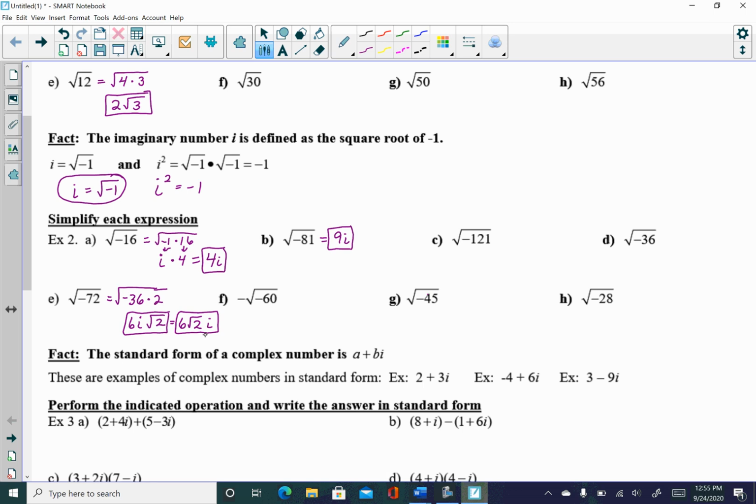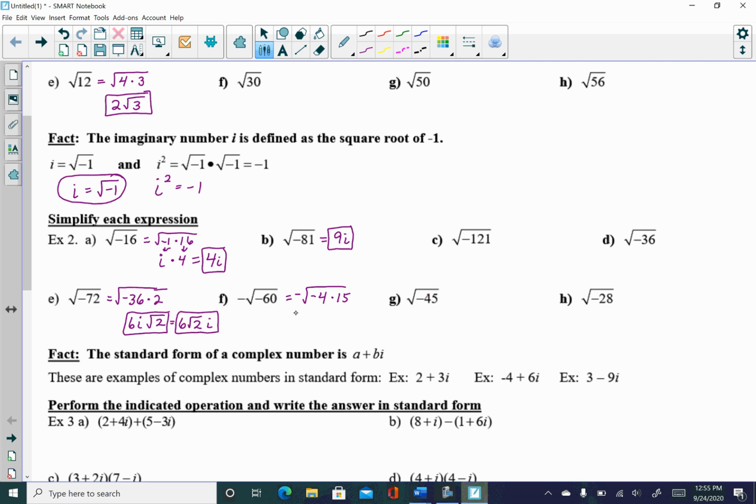All right, let's look at letter F. I've got this negative sitting out here already, so I'll keep it. How can I rewrite negative 60? Thinking about the highest number in our list that will divide evenly into 60. We agree that would actually be 4 times 15. So I'm going to say negative 4 times 15. I always attach the negative to the value that I'm going to take the square root of because we know that the i is going to come out.